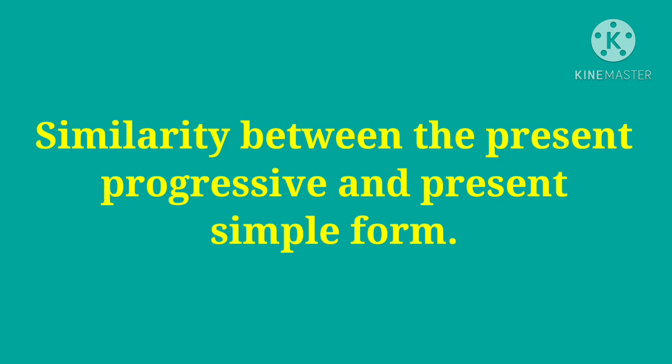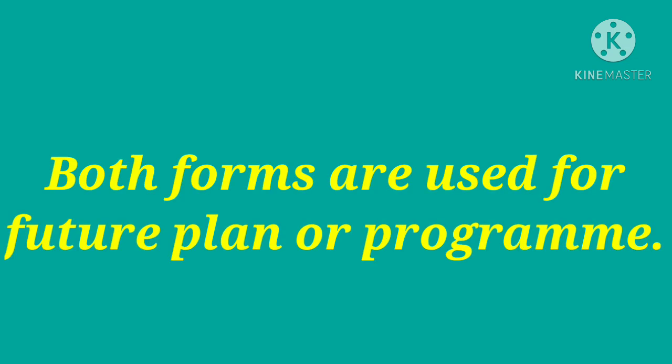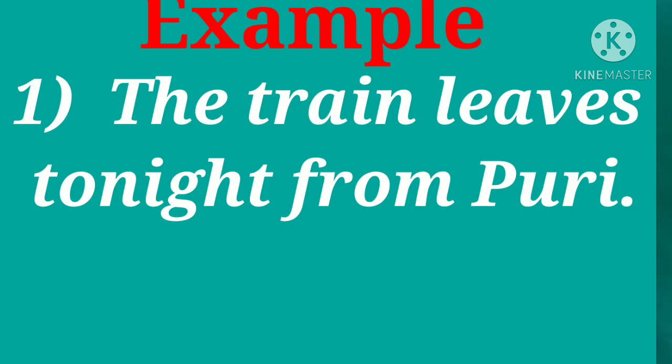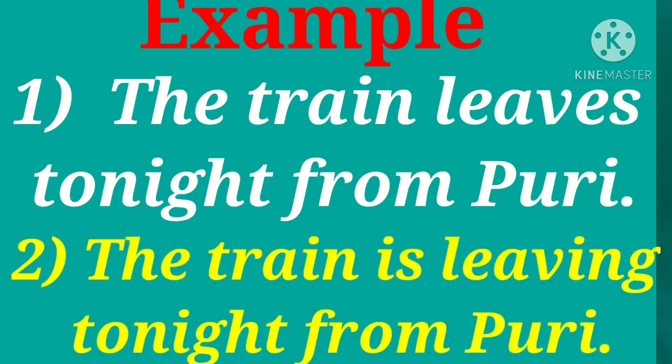Now we will see the similarity between present simple form and present progressive form in case of future time. Both present simple form and present progressive form are used for a plan or a program. For example, the train leaves tonight from Puri. The train is leaving tonight from Puri. Okay, so this is about the use of present simple form to express future time.